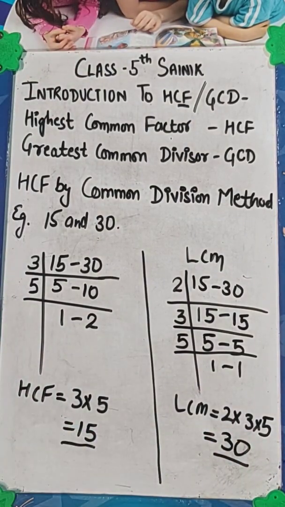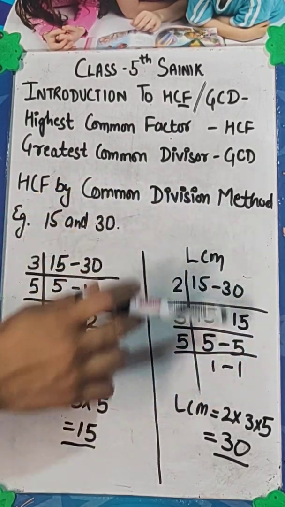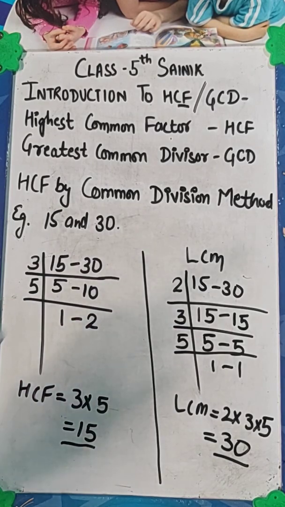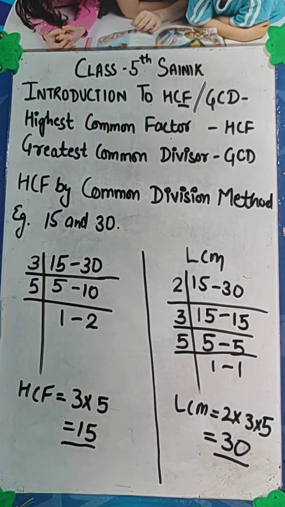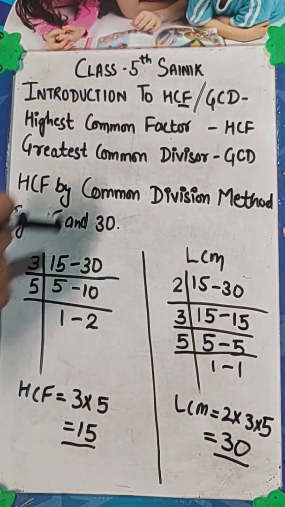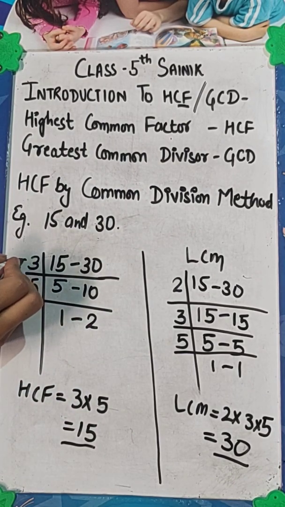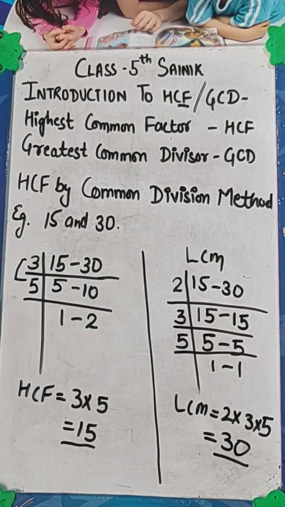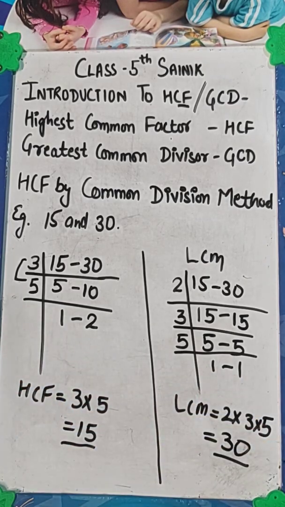So this is the difference between LCM and HCF by the common division method. In LCM you have to divide till you are getting 1 and 1 at the last. But in HCF you have to divide only while the number can divide both numbers, and not go further. And we have to multiply only these two numbers in HCF. No need to multiply this one. In LCM we will multiply till we are getting 1 and 1 here.